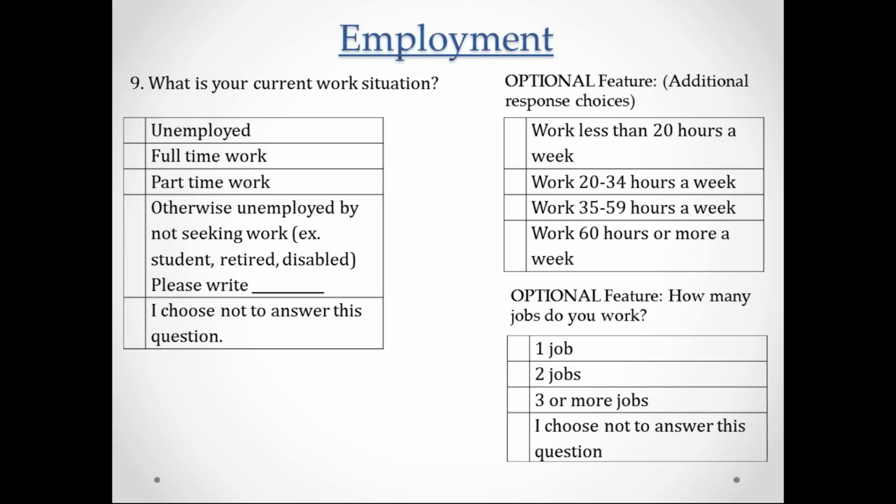So previous versions of the tool employed a more thorough breakdown of the unemployed options, but the otherwise unemployed helps to simplify it again. You can see there's one primary question here. What's your current situation? Unemployed, full-time work, part-time work, and otherwise unemployed with a specific qualifier that you can provide. Optional features that also help are work hours and number of jobs.